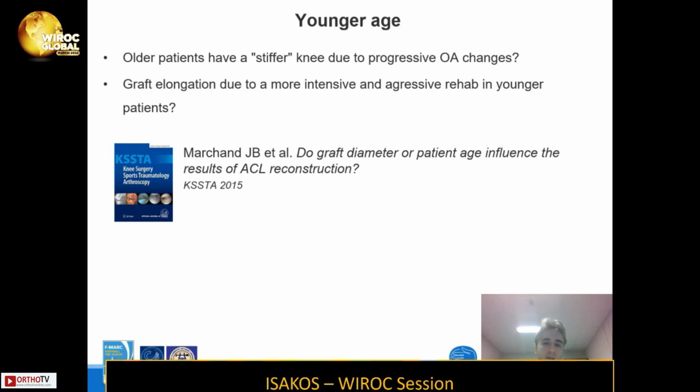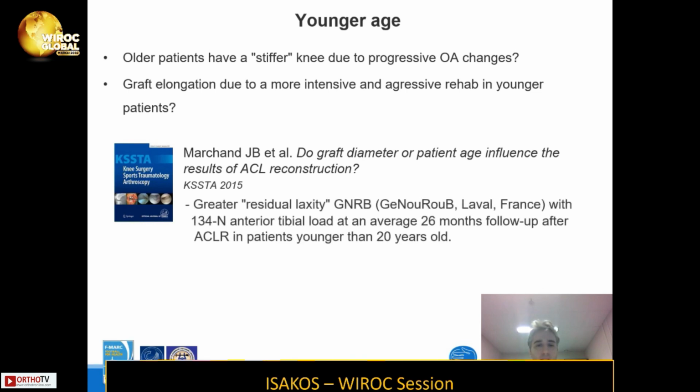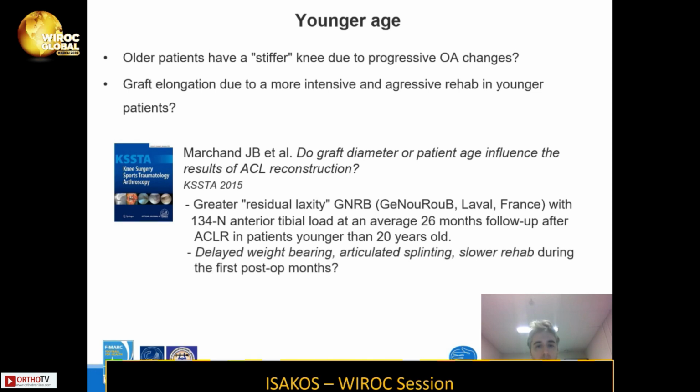Our results are in line with the results by Marchand in this paper published in Case Study. They also found greater residual laxity with 134 Newton anterior tibial load displacement at an average of 26 months follow-up after ACL reconstruction in patients younger than 20 years old. They also hypothesized, as we did, that we should probably delay weight bearing, maybe use a brace, or use slower rehabilitation during the first postoperative months. That's a possibility.